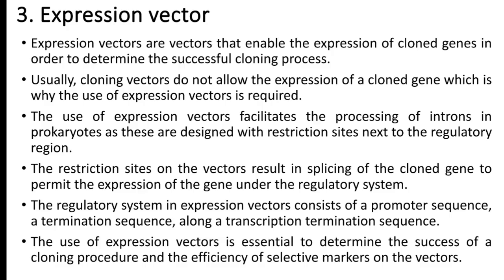What are the components? It should have an origin of replication, a promoter to initiate transcription, a coding sequence for the desired protein to express, then a terminator to end the transcription, one selectable marker to identify and select the host cell. Next, translation control sequences, initiation site, stop codon to ensure proper protein synthesis. So these are key features of expression vector.